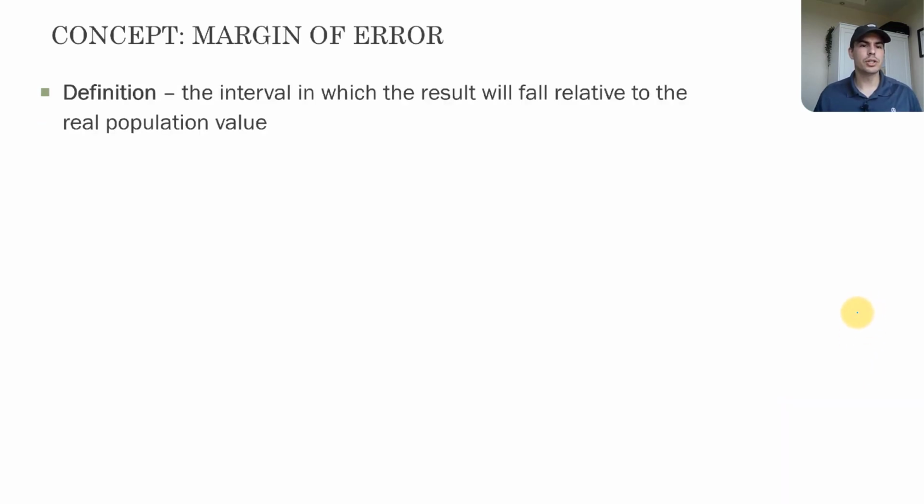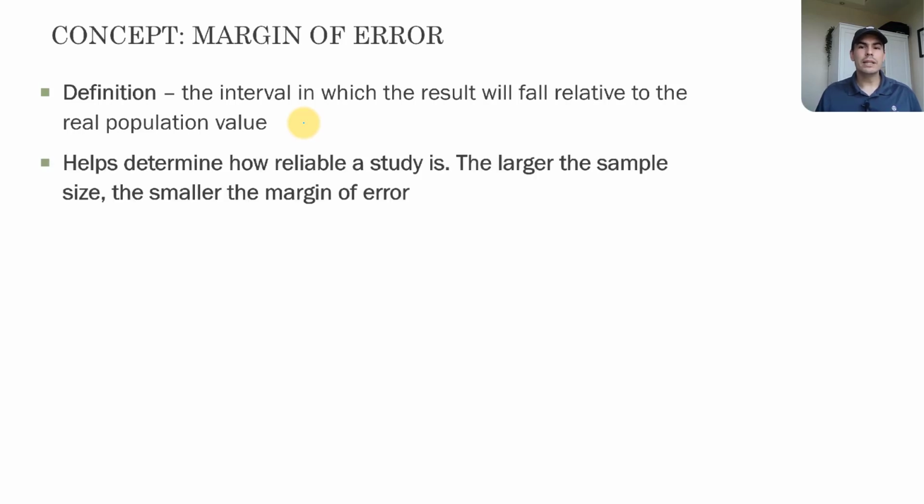Let's take a look at what margin of error looks like. That is the interval in which the result will fall relative to the real population value. Now, I know that's kind of a difficult definition, but really margin of error is something that's going to help us determine how reliable our study is.